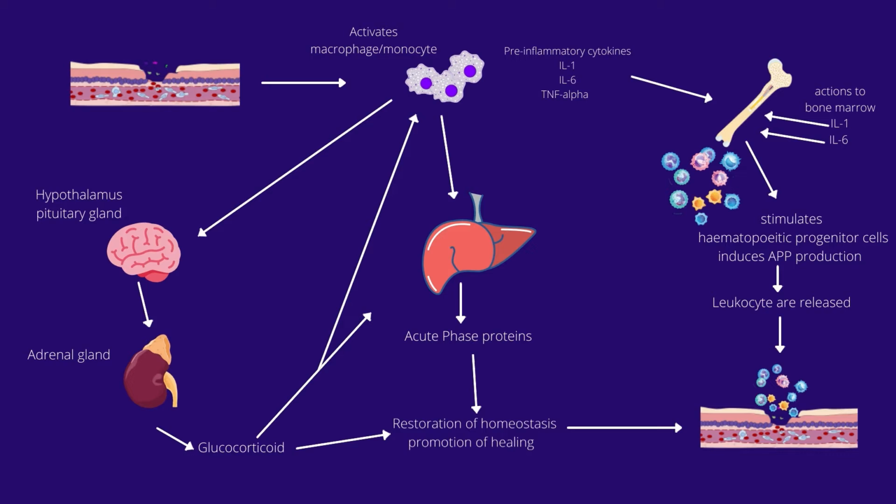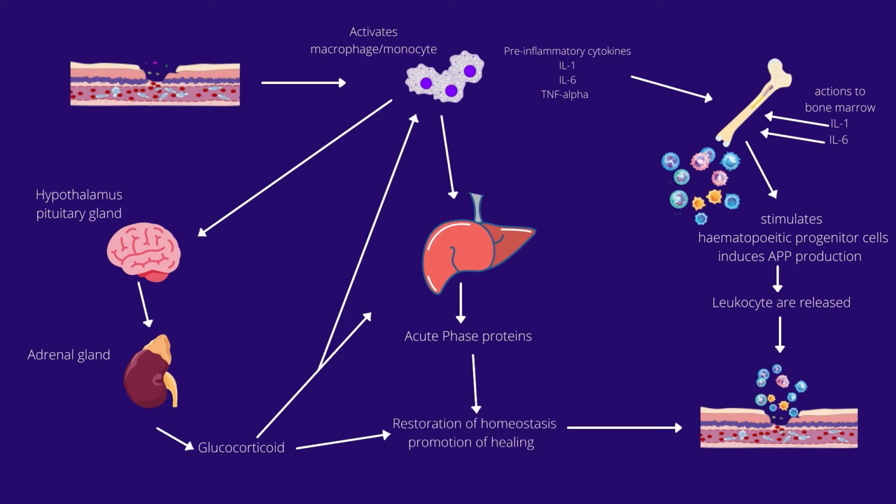Okay, this is the mechanism where a traumatic injury or pathogen will induce and cause cell injury. This will activate the resident macrophages of tissue and monocytes residing in the circulation. After the cells have been activated, they will secrete pro-inflammatory cytokines, which include interleukin-1, interleukin-6, and TNF-alpha. The different pro-inflammatory cytokines act on different organs. For example, interleukin-1 and 6 will act on the bone marrow. They will function to stimulate the progenitor cells to induce acute phase protein production.